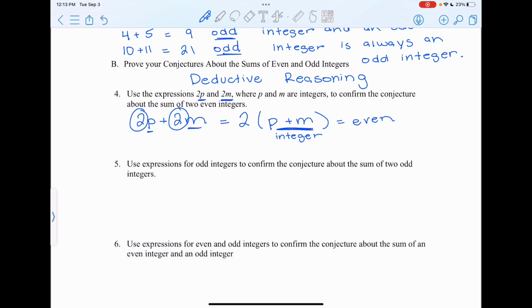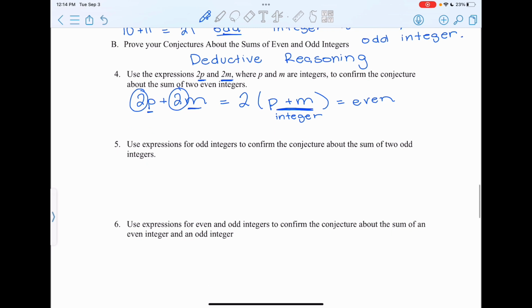And so what I just proved is that no matter what two even integers we add, it will always come out even. This is deductive reasoning. I wasn't just basing this on a few random examples. I proved this for all integers. And so by using these variables to represent all integers, I proved that the sum of two even integers is even.